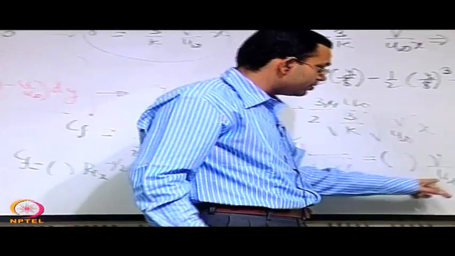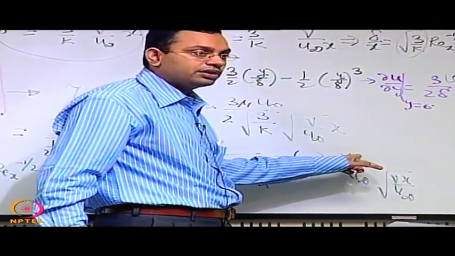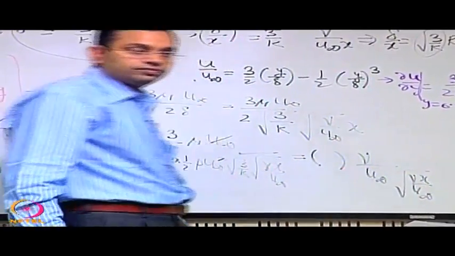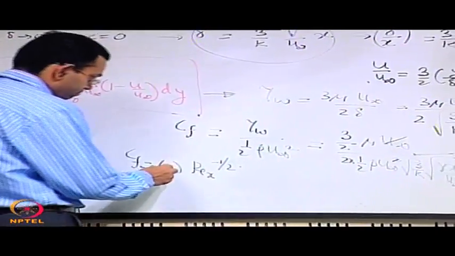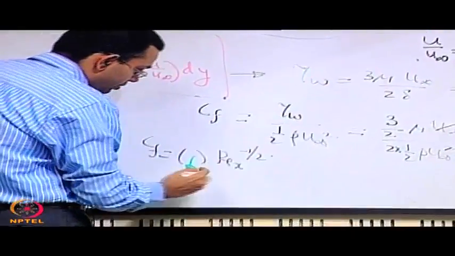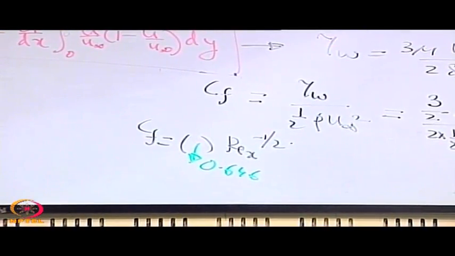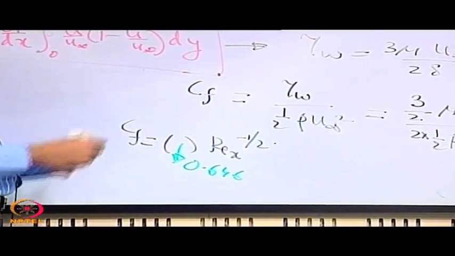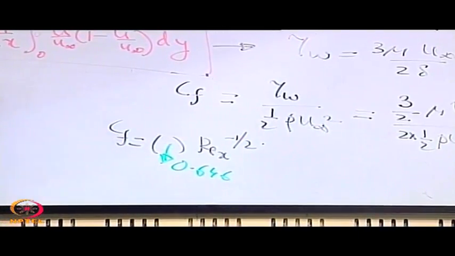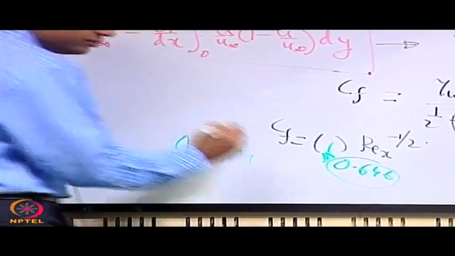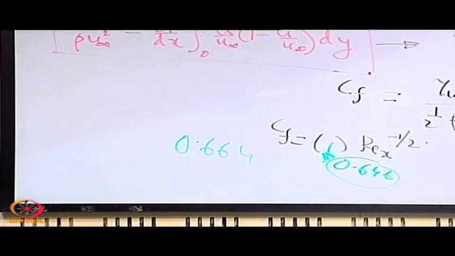See, the numerator becomes square root of nu, so square root of nu by u infinity x, right. So this constant, if it is evaluated, comes out to be 0.646, okay, and the exact solution, the Blasius solution, gives this one as 0.664, and this is really quite close.